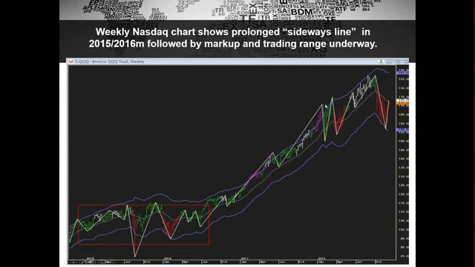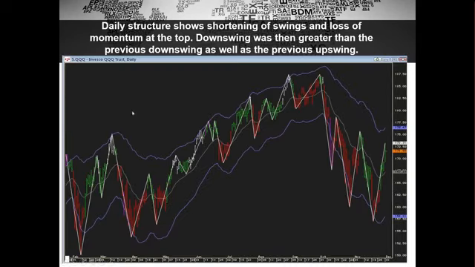But just big picture: a broad two-year base, a good, healthy 1.5, a two-year markup, and now we're in that overall range type of thing. And we're not going to say anything more about that right now. This is our daily chart.